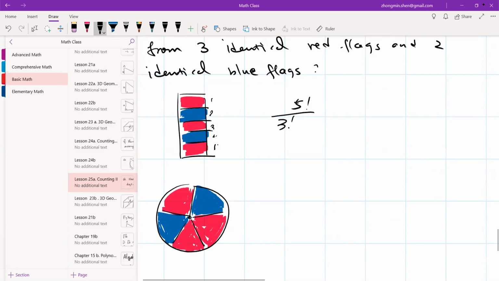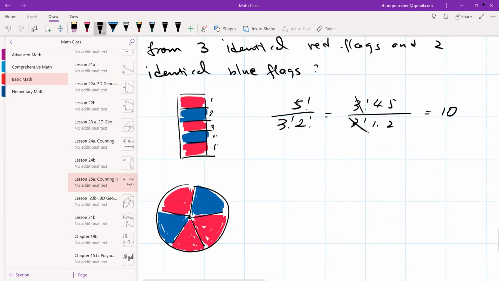If you permutate those two blue flags, you don't make different signals. So you have to divide by 2 factorial. So the answer will be 5 factorial over 3 factorial times 2 factorial, which is 4 times 5 over 2, so it's 10. You're going to only get 10 different signals out of this arrangement.